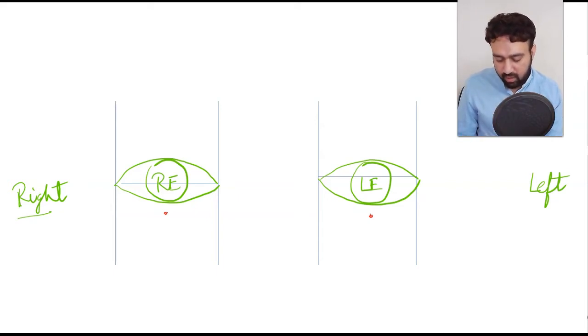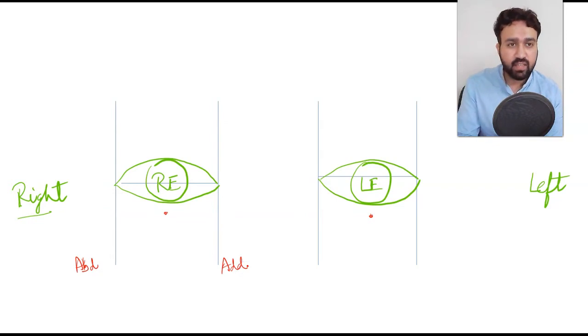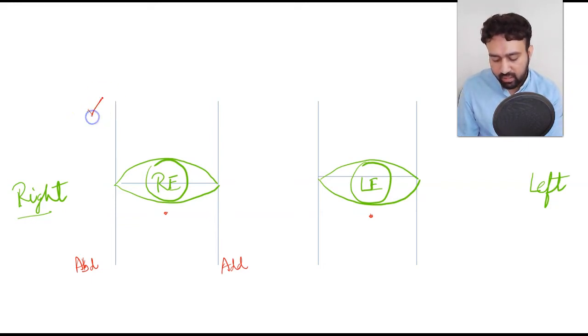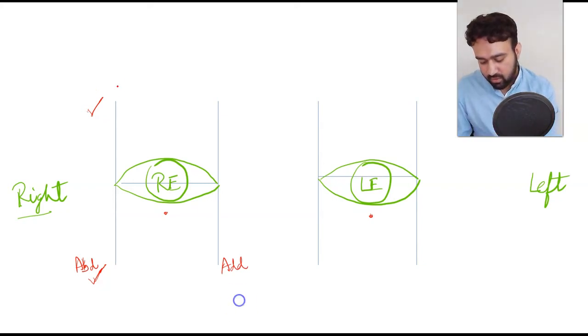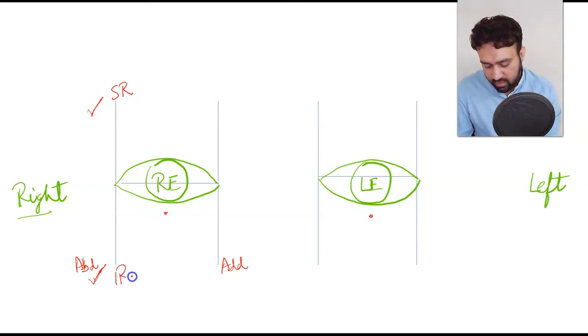Now remember, let's say you've got the right eye and it's moving towards the right side. Let's say it's looking on the right side. For the right eye, the right gaze is abduction, and looking nasally is adduction. The muscles which take the right eye superiorly in abduction and inferiorly in abduction are going to be the recti. So this one is your superior rectus, this one is your inferior rectus.